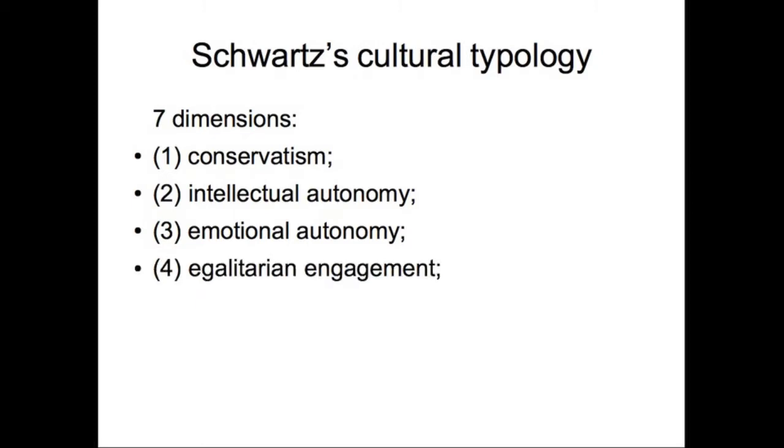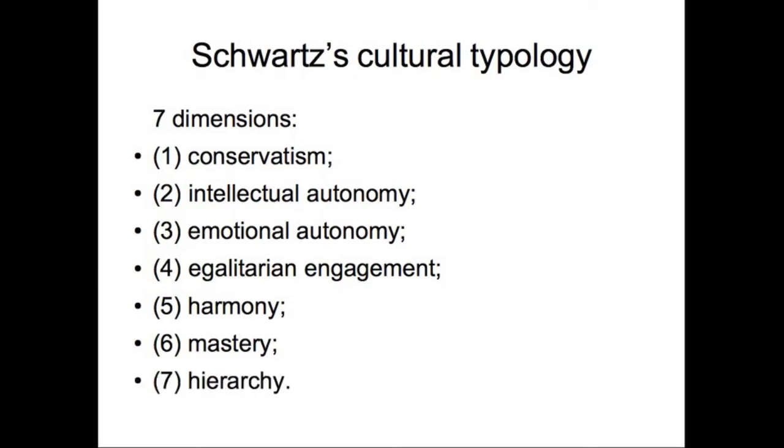The fourth dimension is egalitarian engagement. It is voluntary commitment to public welfare, equality, social justice, freedom. The fifth dimension is harmony. It highlights the beauty, peace, harmony with nature, environment protection. The sixth dimension is mastery. It values the efforts to adapt the environment, to defend own rights, ambitions, and independence. The seventh dimension is hierarchy. It assesses the perception of status and hierarchy, social power, and authority.